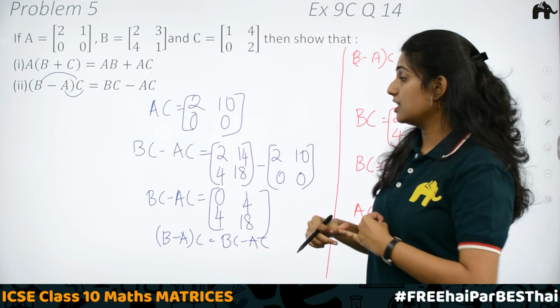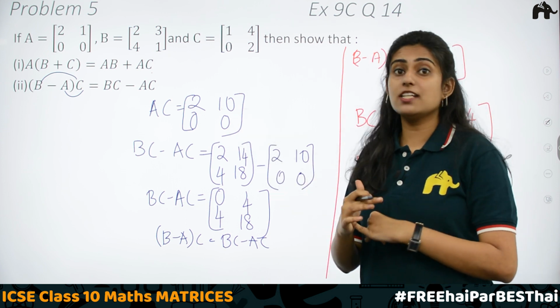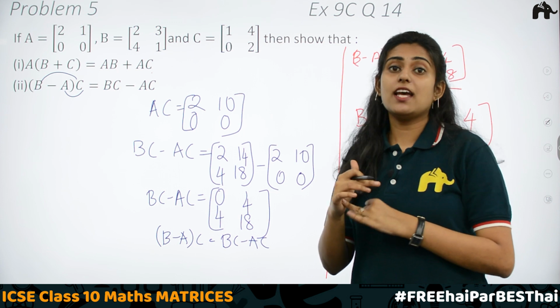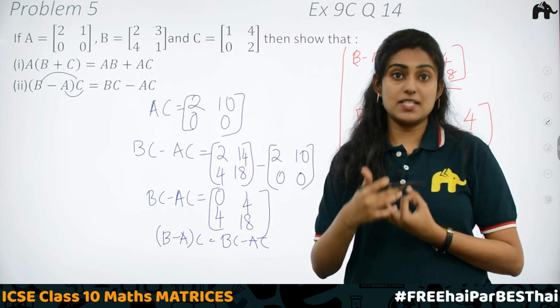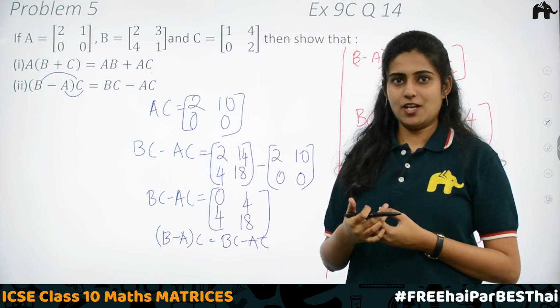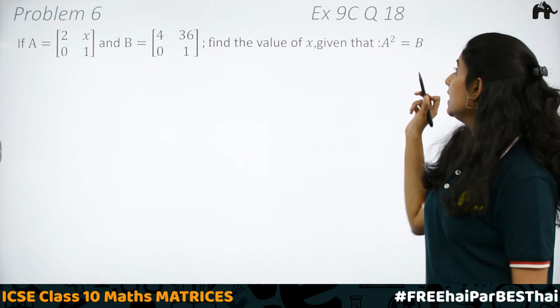We have associative, commutative and the distributive property. We got it is not commutative but associative. Matrix multiplication is associative. Now, we got that matrix multiplication is distributive. Okay. Next, problem 6, question 18 of exercise 9C.